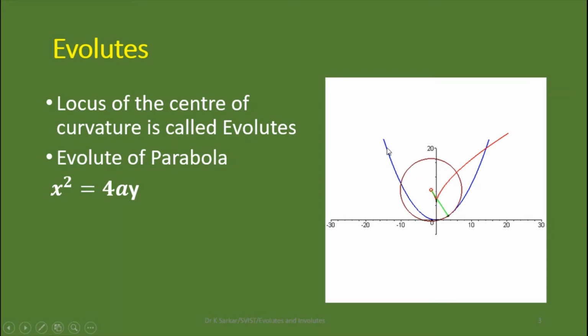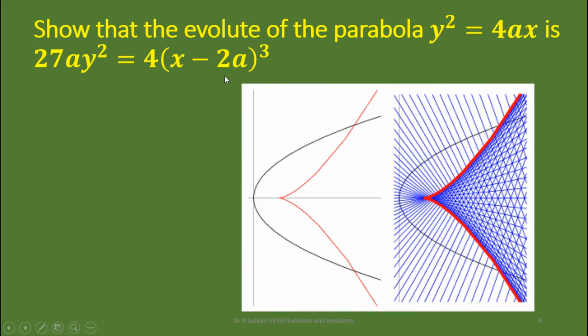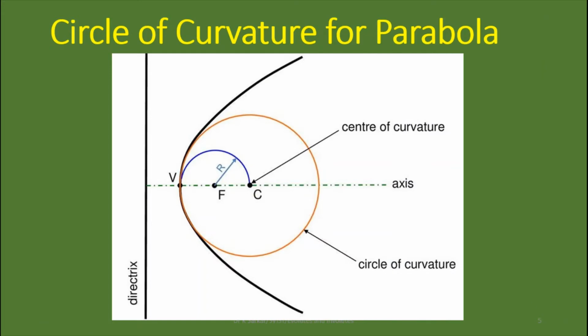And the center of curvature is producing a red curve which is called the evolute of the parabola x square equals to 4ay. Here is a question. Show that the evolute of the parabola y square equals to 4ax is 27ay square equals to 4 times x minus 2a whole cube. Look in the diagram.